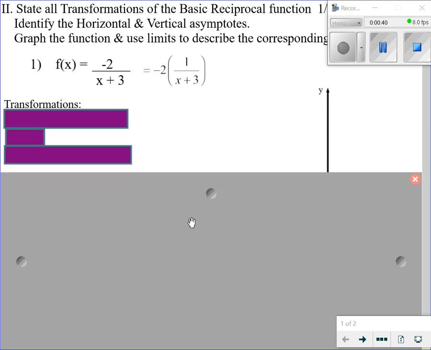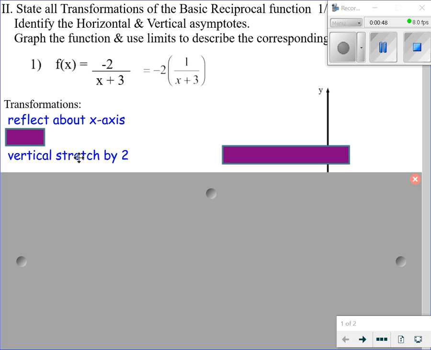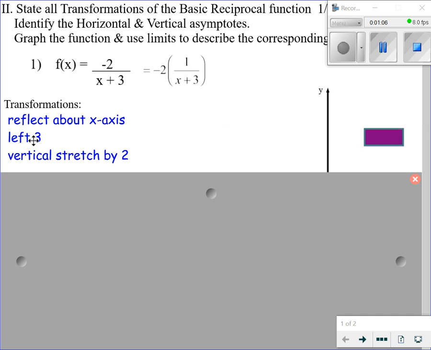The negative out front reflects over the x-axis. The 2 is outside of our function. When it's outside, it's a vertical stretch by 2. And then the x plus 3 is inside of our function. Remember, set that equal to 0, and if you get a positive number, you're moving right. If you get a negative number, you're moving left. So on ours, if we do x plus 3 equals 0, we get x equals -3, so we're going left 3.